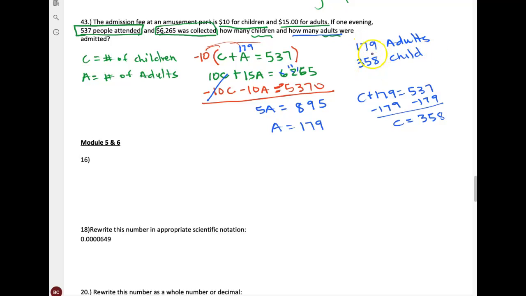And if we add those back together, we better end up with that 537, because we're saying adults and children together should be that 537. Right? And so those would be my solutions there.